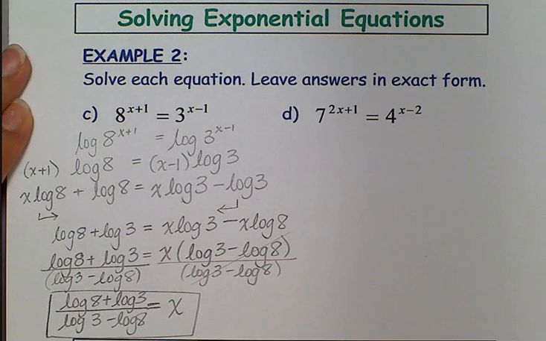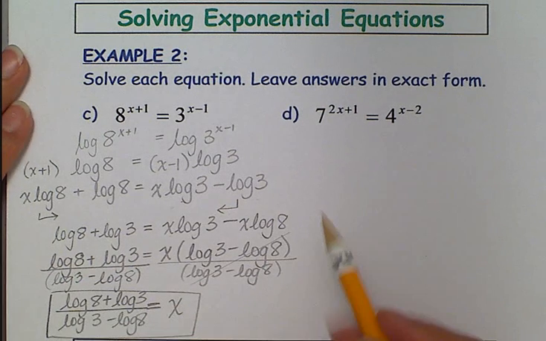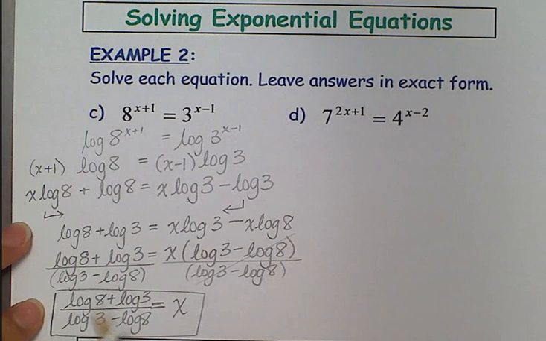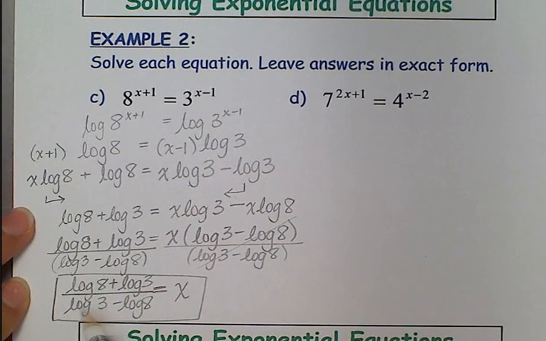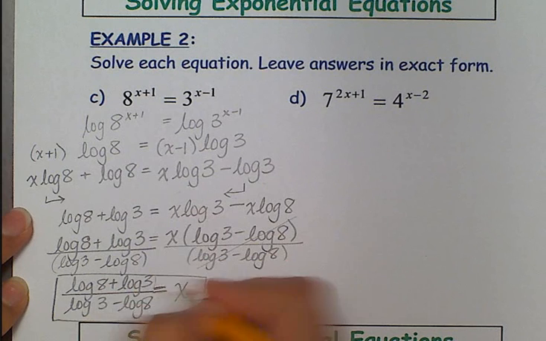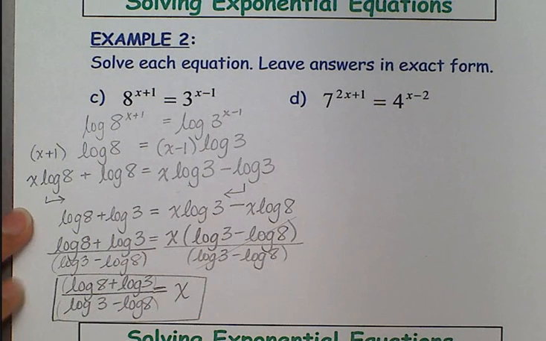Okay? And so you'll notice that I haven't canceled anything out because I cannot cancel anything out. Okay, I can't cancel the log of 8s and the log of 3s because there's addition in the numerator and subtraction in the denominator, and those operations have to happen first before I do any sort of division.